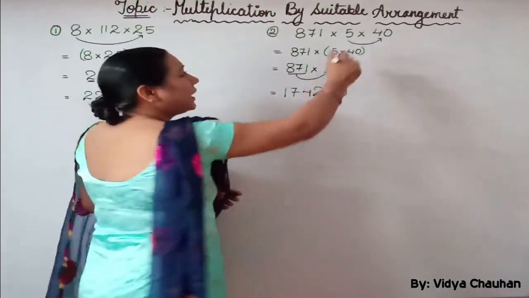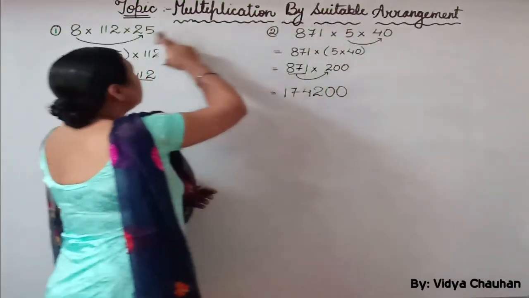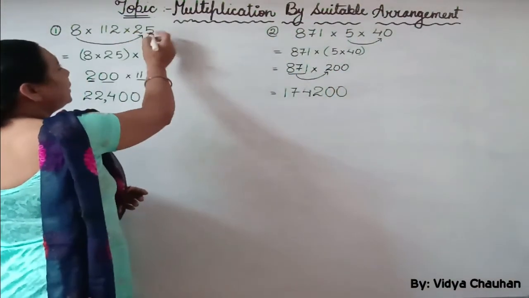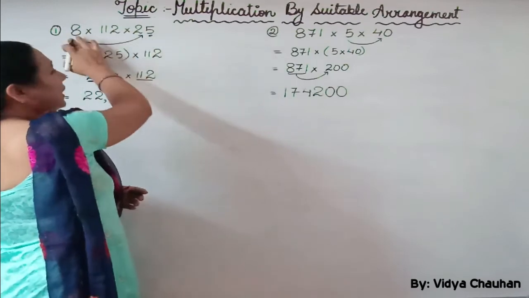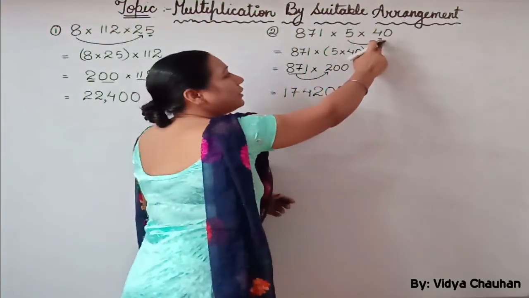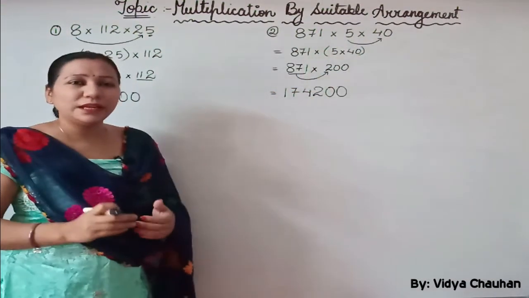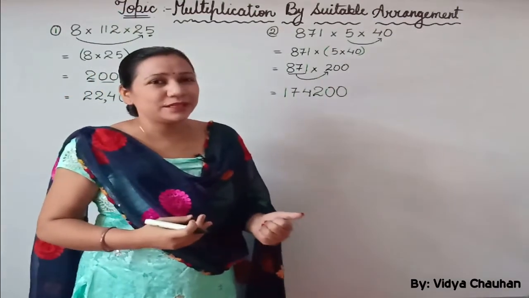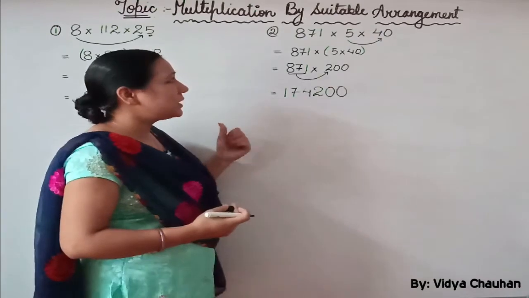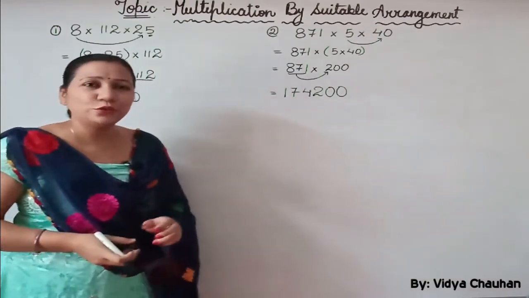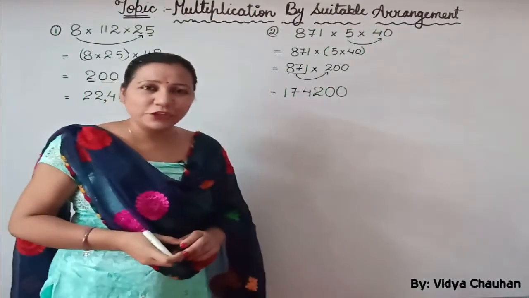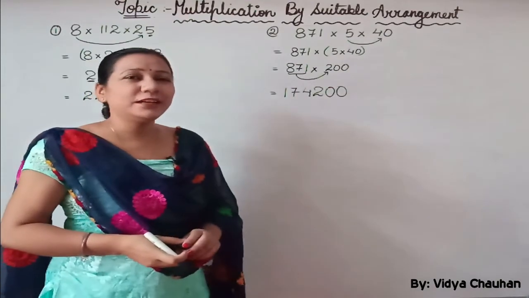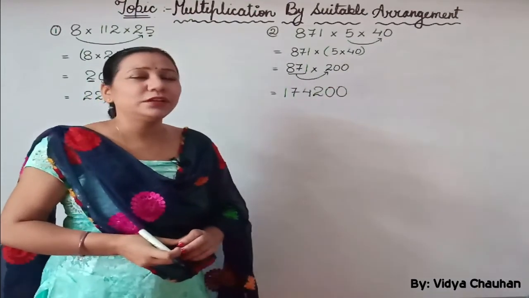Please remember that whenever we do the suitable arrangement, like in these two questions, first I multiplied 25 with 8 and here we multiplied 5 with 40, so that we get an answer which is a multiple of 10, 100 or 1000. So students, I hope this topic is clear to all of you, how to do multiplication by suitable arrangement. Understand the concept carefully and follow the rule accordingly.